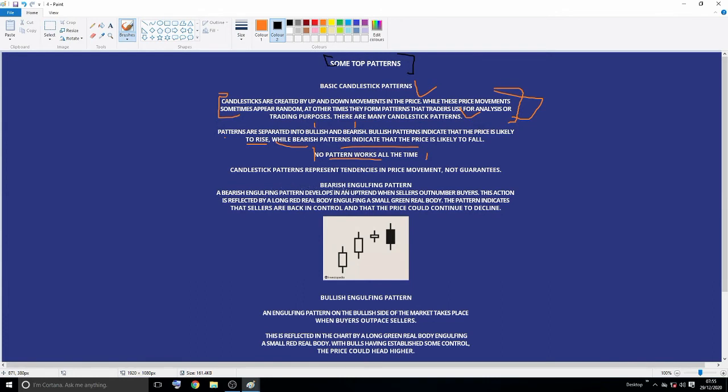We have a bearish engulfing pattern. A bearish engulfing pattern develops in an uptrend when sellers outnumber buyers. This action is reflected by a long red body engulfing a small green real body. The pattern indicates that sellers are back in control and the price could continue to decline.